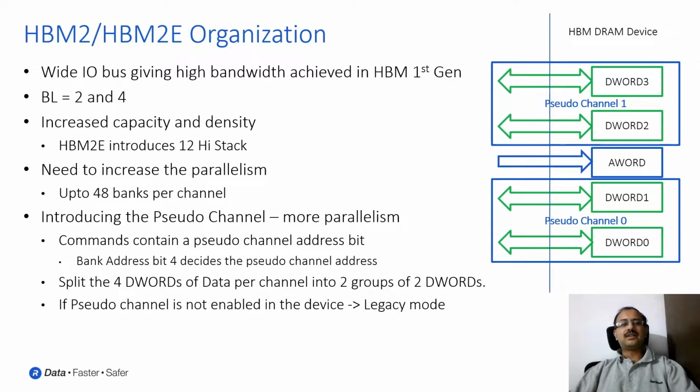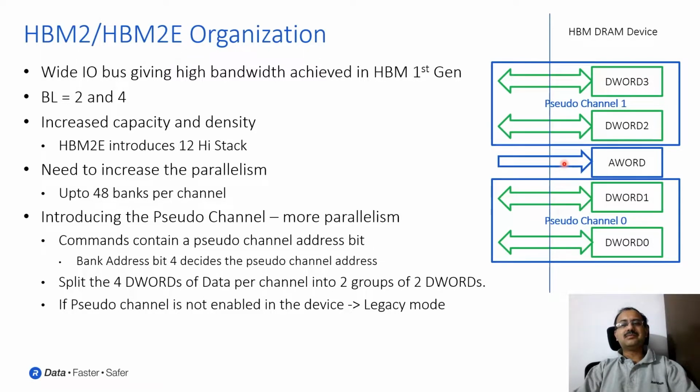There was also a further need to increase the parallelism a little more. So the number of banks per channel has been extended to 48 banks. And the concept of pseudo-channel was introduced for more parallelism. So what happens in pseudo-channel is that the commands contain a pseudo-channel address bits, and the bank address is used to indicate which pseudo-channel is being accessed. The 4 D words are actually being split into groups of 2 D words each. So this would be a pseudo-channel 0, and this would be the pseudo-channel 1.